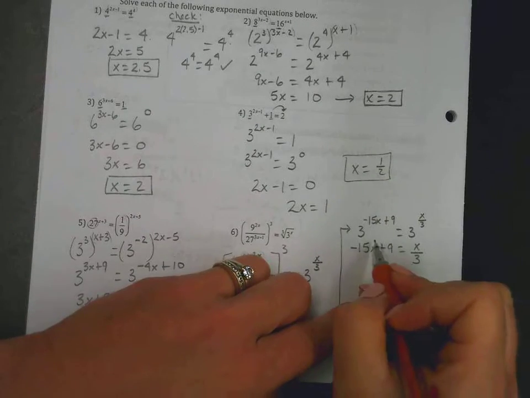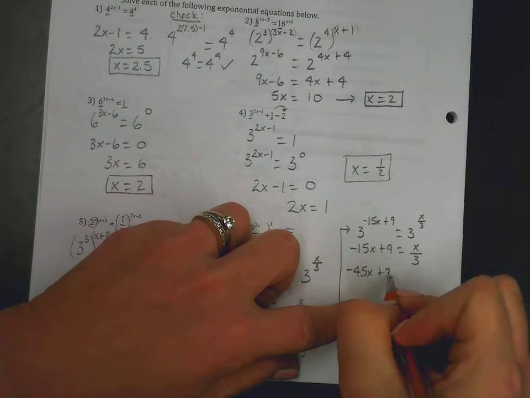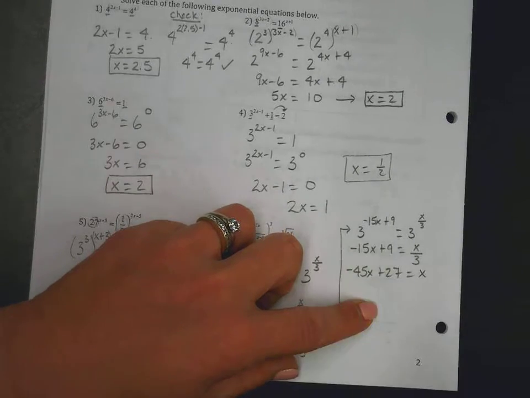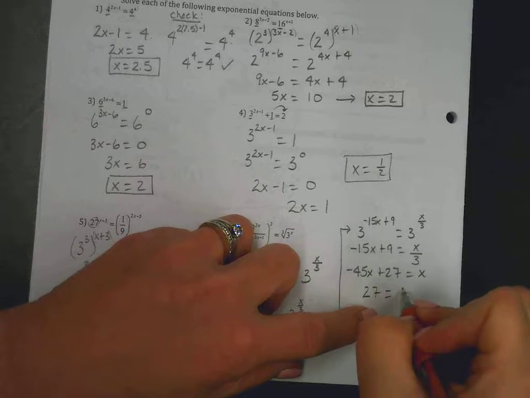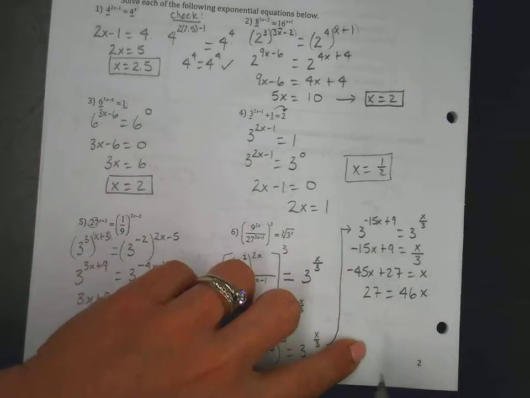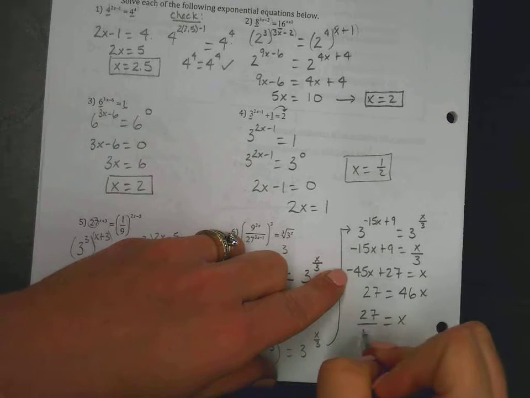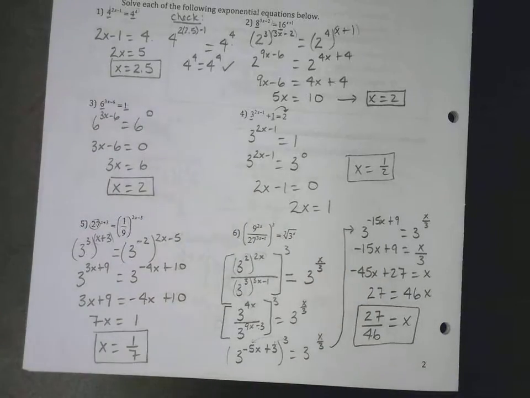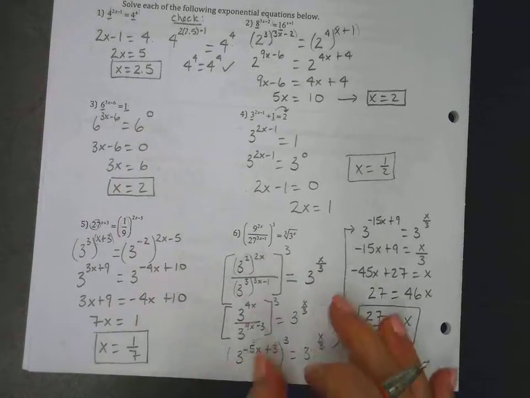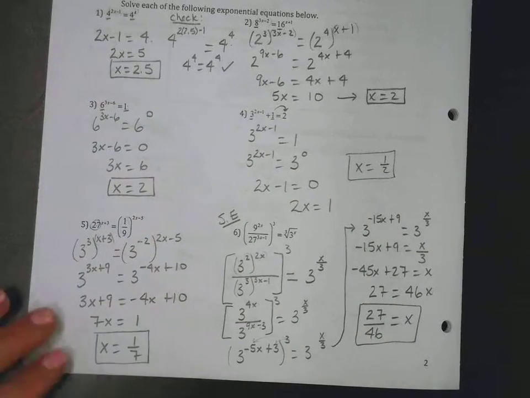So I'm going to cross multiply my 3, it becomes negative 45x plus 27 equals x. I'm going to bring x to this side, which would become 46x, divide by 46. And my final answer for x would be 27 over 46. Okay, definitely standard of excellence question, kind of tricky.